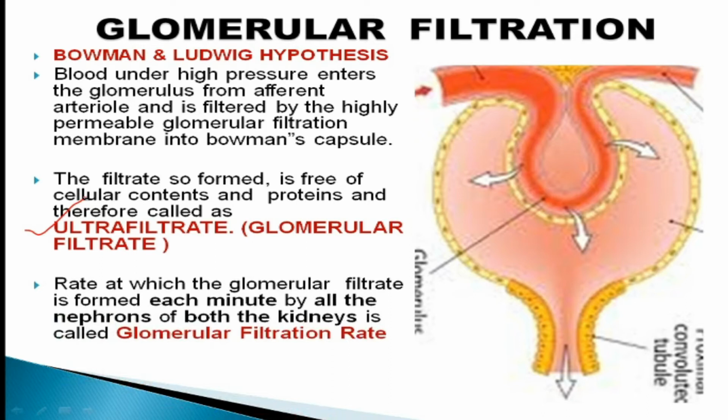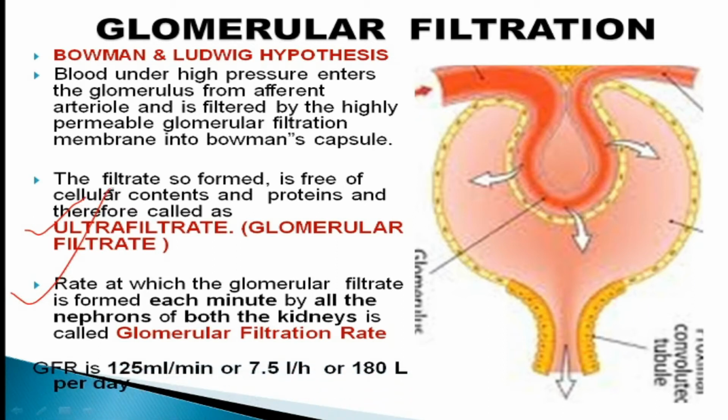And the rate at which the glomerular filtrate is formed each minute by all the nephrons of both the kidneys is referred to as the glomerular filtration rate. Again, a very important definition. What is glomerular filtration rate? Now the value is a must to remember, that is 125 ml per minute, or in terms of days it is 180 liters per day or 7.5 liters per hour. So that means in a day about 180 liters of glomerular filtrate is formed.